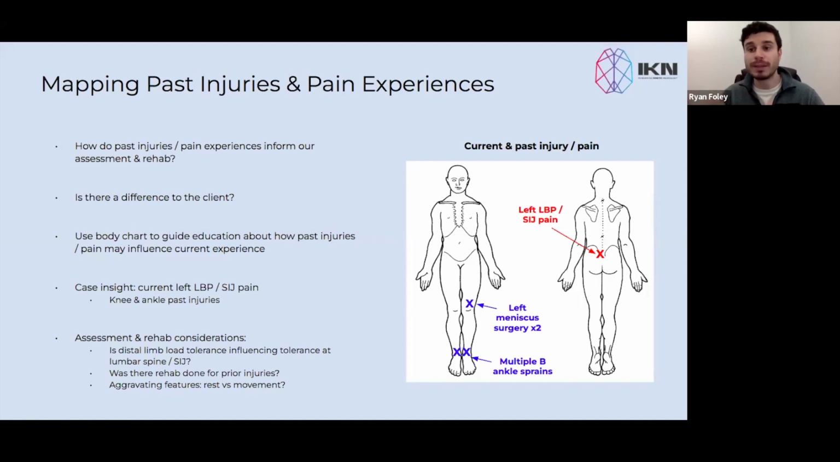So from a rehabilitation standpoint, we may have to direct our focus towards building the tolerance to load and the ability to distribute forces across the lower limb, secondary to those previous injuries, in order to have a long-term influence over the individual's current experience of left-sided low back pain and SIJ pain. And even going deeper into that, we need to consider, was there rehab done for these prior injuries? Was there rehab done for the left knee? Was there rehab done for the multiple ankle sprains? And if there wasn't, then we do need to consider that these previous injuries will influence the tolerance of those structures around the knee, around the ankle, to handle forces.